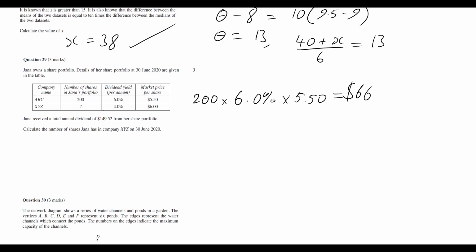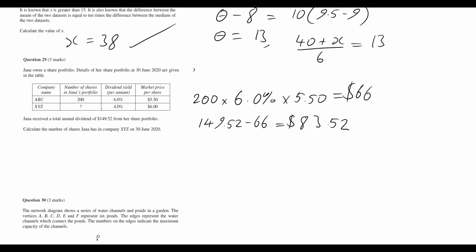So how much does that mean that she's earned from company XYZ? Well, it's now just going to be 149.52 minus 66. And that leaves us with $83.52 that she's earned from company XYZ.